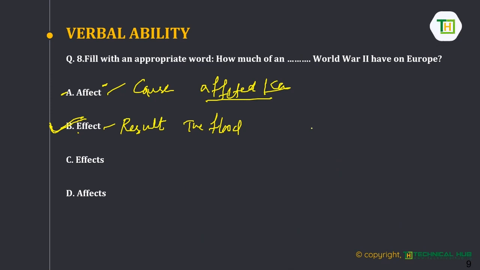I always tell you to remember to identify whether the subject is singular or plural. Once you are able to identify singular and plural, you can easily make it.